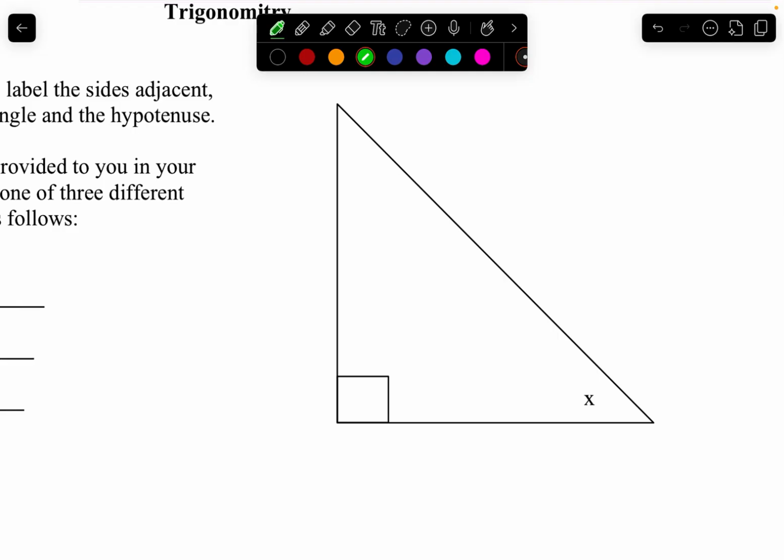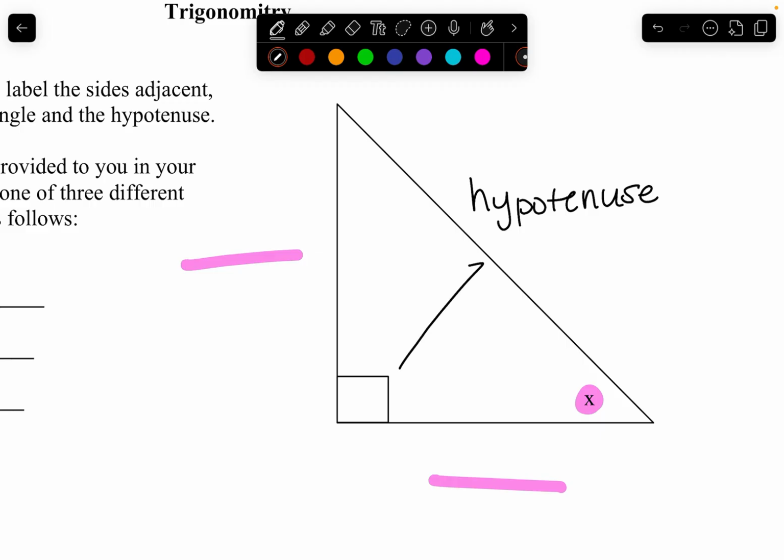So I have this right triangle here, and then notice that I have this angle down here. And what I want to do is I want to name the 3 sides of my right triangle as either opposite of the given angle, adjacent to the given angle, or I need to label the hypotenuse. Well, we already know what the hypotenuse is. That one's easy. Remember that the hypotenuse is the side across from the right angle, okay?